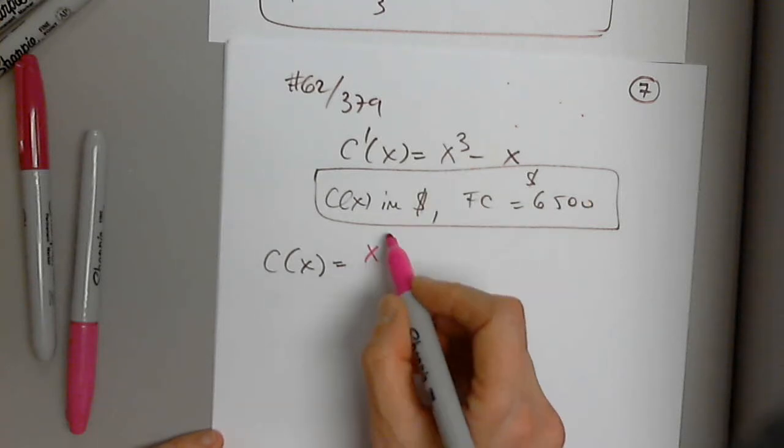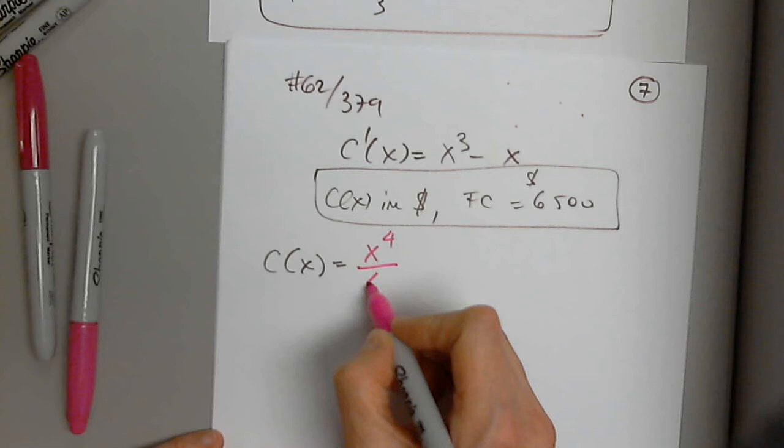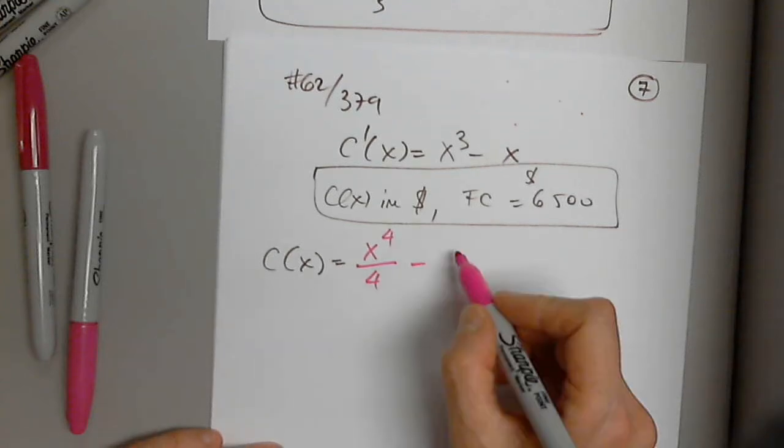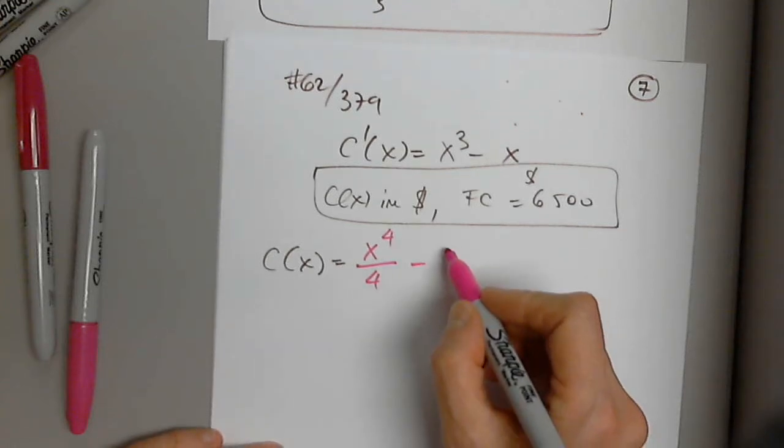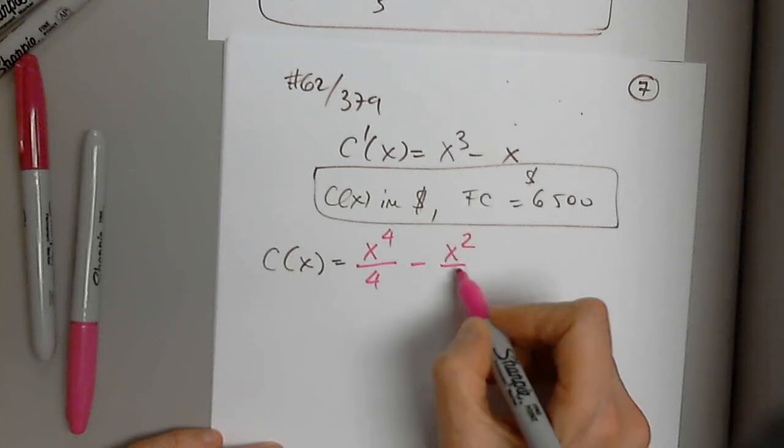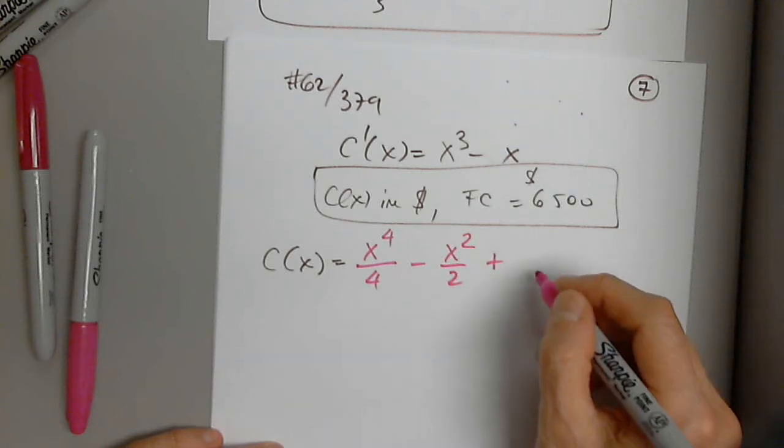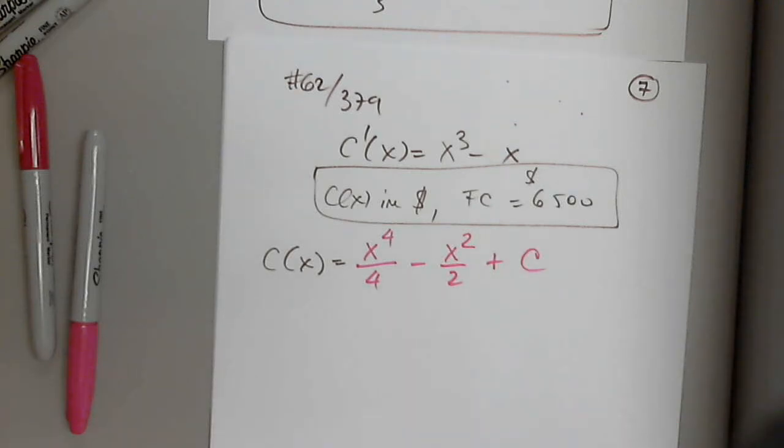x to the 4th, so the 4 over 4, minus 2x, minus 1x, x squared over 2. Very good. Plus C. Very good. Is that clear? If you have any doubts, bring down 4 when you differentiate, you get x cubed, you simplify, bring down 2, you simplify, you get x, and differentiate C, and you get 0. So far, so good?